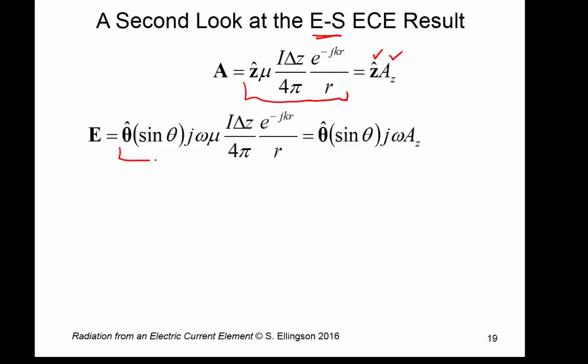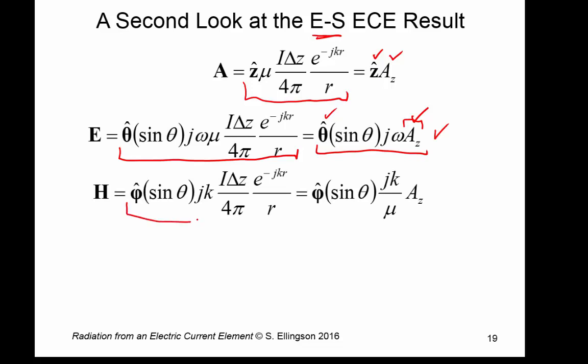For the electrically short electric current element, this is the electric field that we obtained. And what we find is that we can write this in terms of the z component of the magnetic vector potential like so. In other words, we didn't really have to take the curl twice, once to get H and then once to get E. We could have gotten E directly from the z component of the magnetic vector potential just by multiplying by j omega times sine theta and knowing what direction the vector was pointing in.